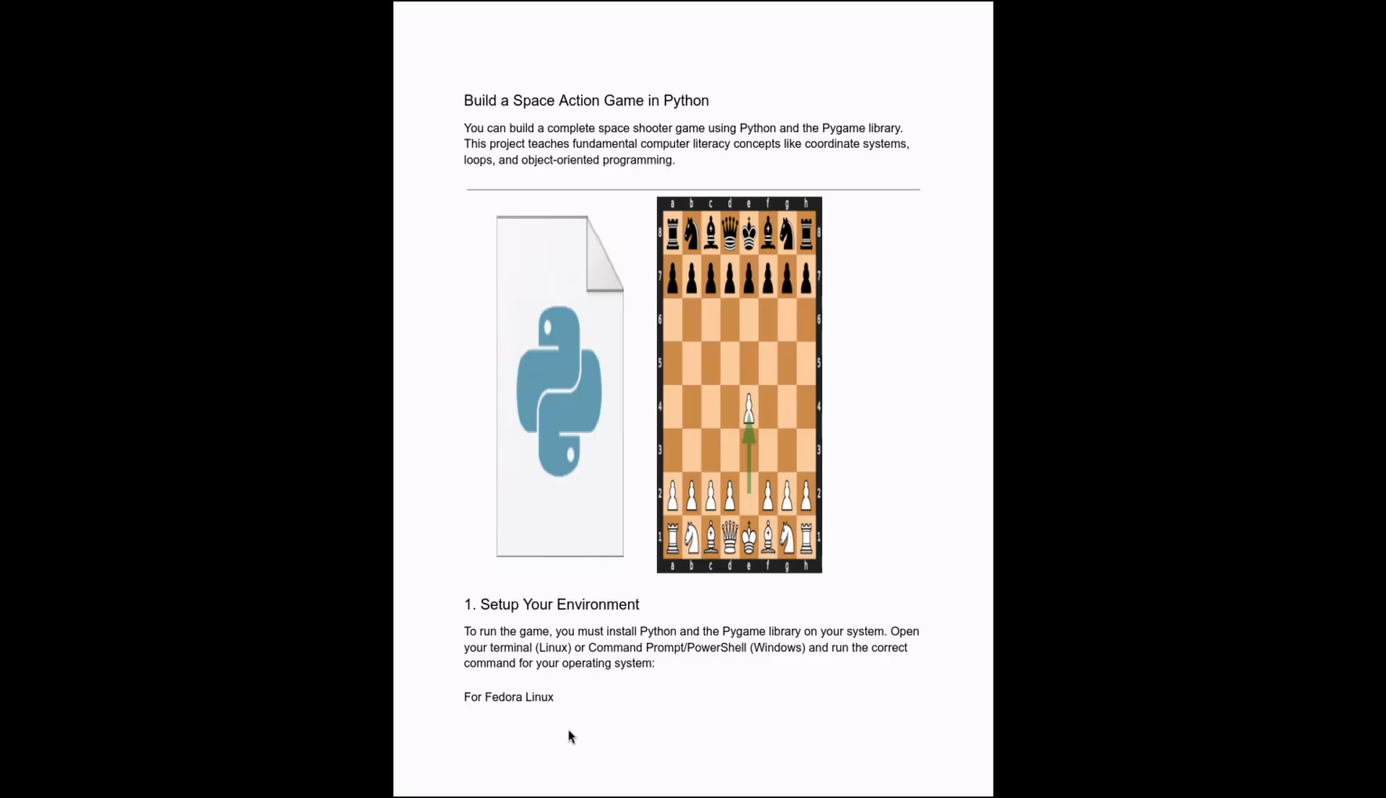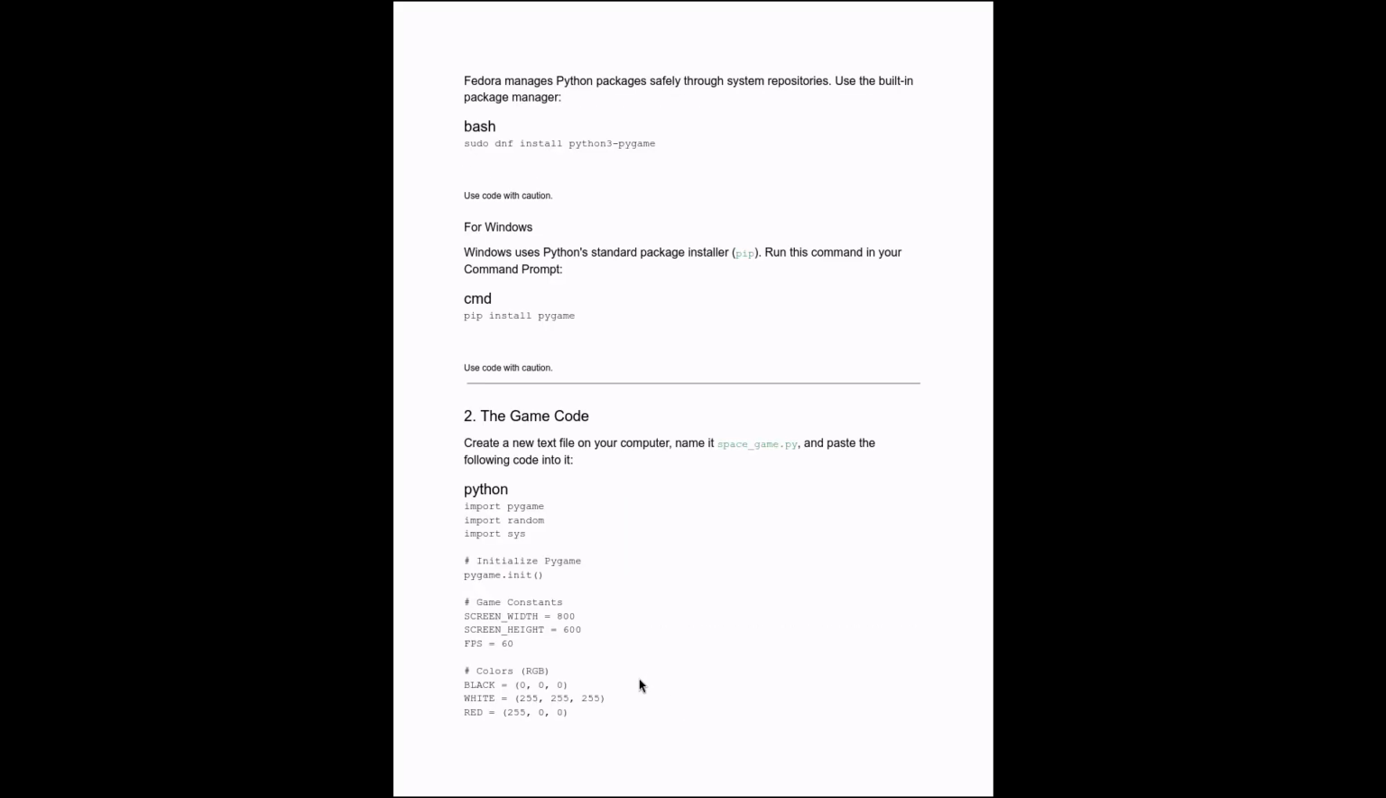So set up your environment. To run the game, you must install Python and the Pygame library on your system. Open your terminal on Linux, or command prompt or PowerShell on Windows, and run the correct command for the operating system. I use Linux because it's free. It's just as compatible and high functioning as Windows. So this is what I put into my terminal: sudo dnf install python3-pygame. For Windows, you would put in your command prompt: pip install pygame.